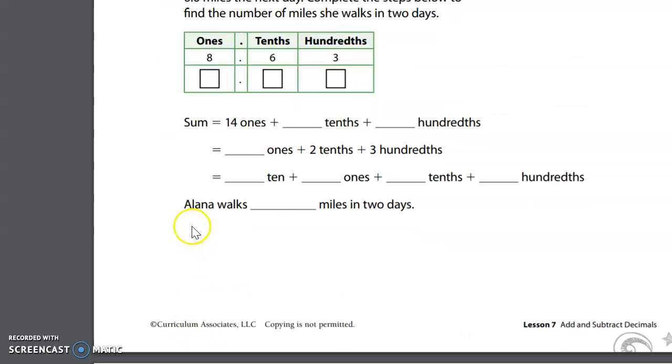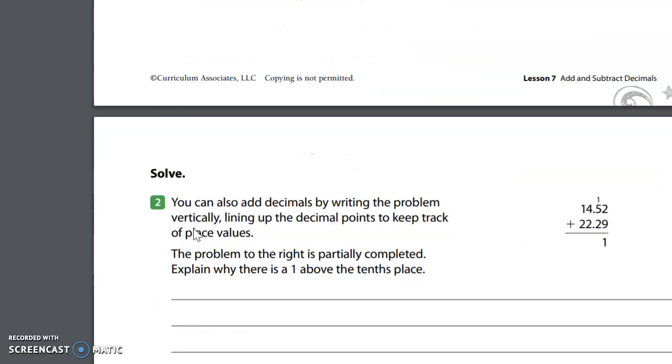So then you would get the final sum of how many miles Elena would walk in 2 days after you add 8 63 with 6 6/10. So let's move on to question number 2.